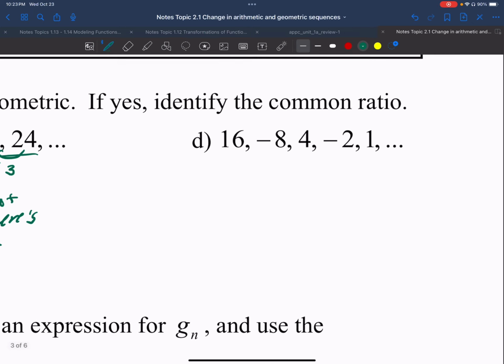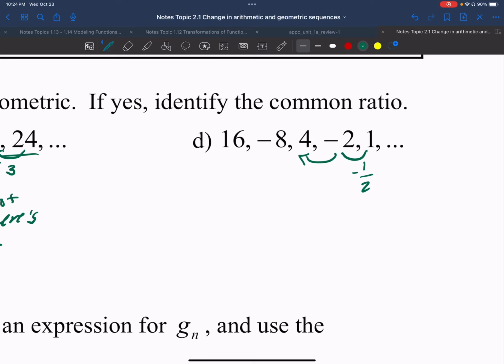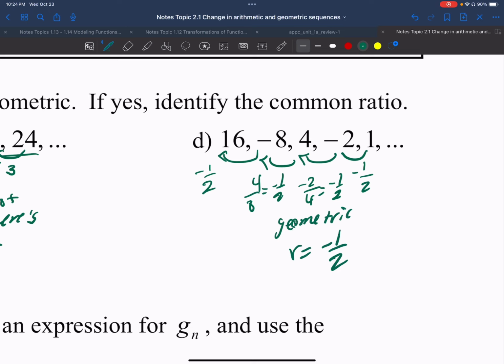I'm going to do the same thing for the last one. 1 divided by -2 is -1/2. -2 divided by 4 simplifies to -1/2. 4 divided by -8 simplifies to -1/2. And then -8 divided by 16 simplifies to -1/2 as well. So again, I know that this one is geometric, and I know the common ratio is -1/2. You can write it as a sentence, but that's how it works.